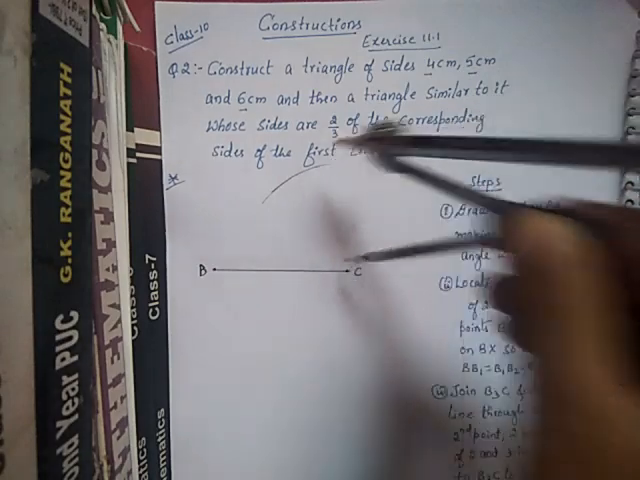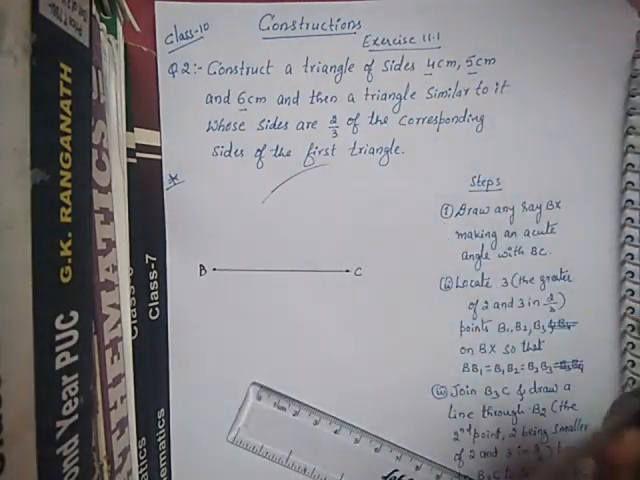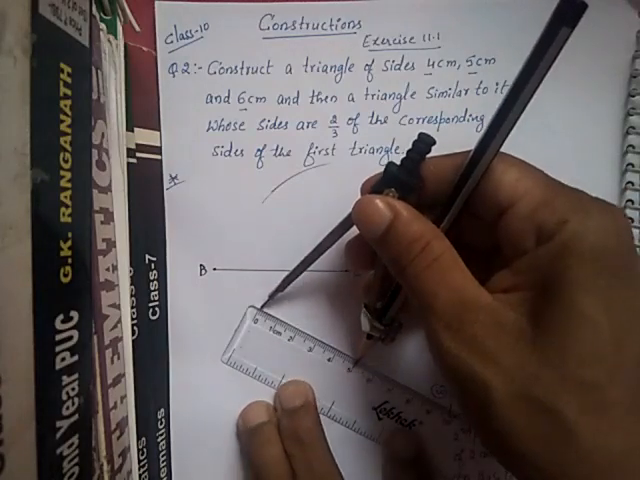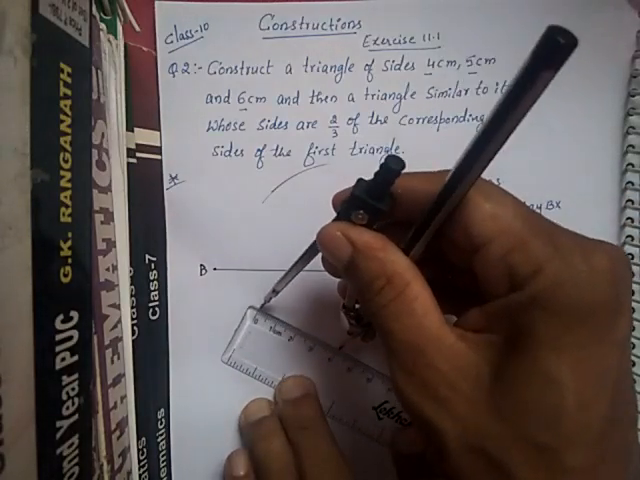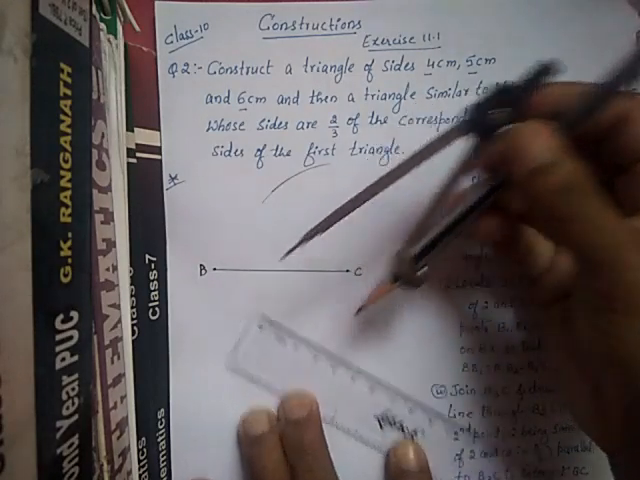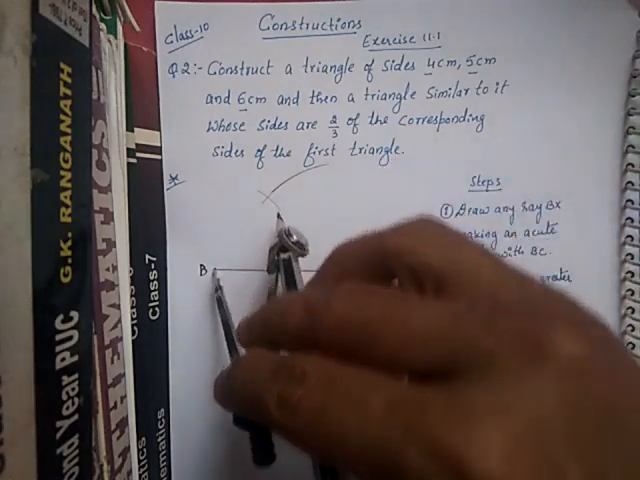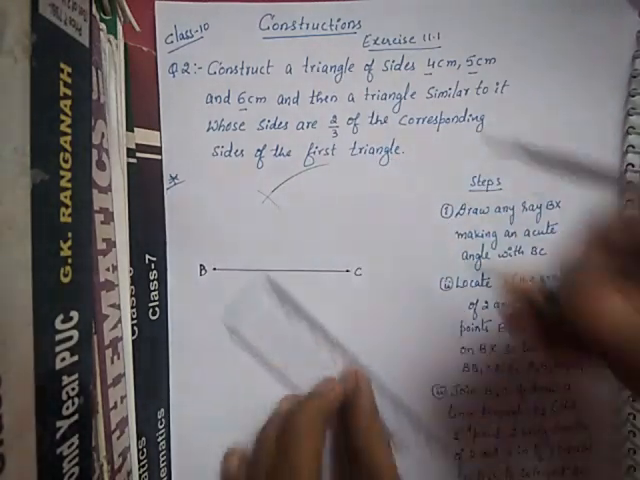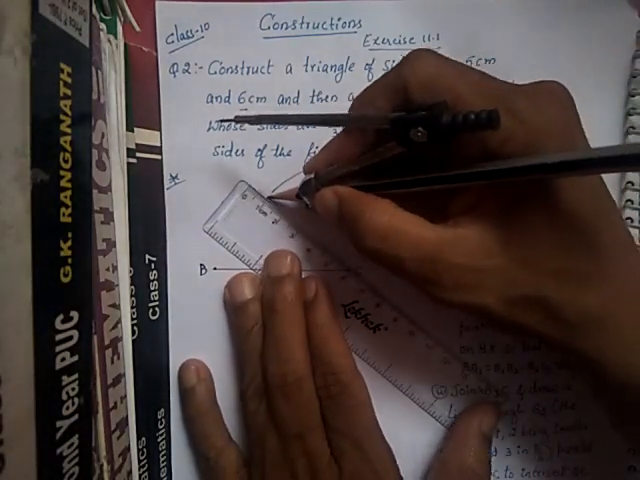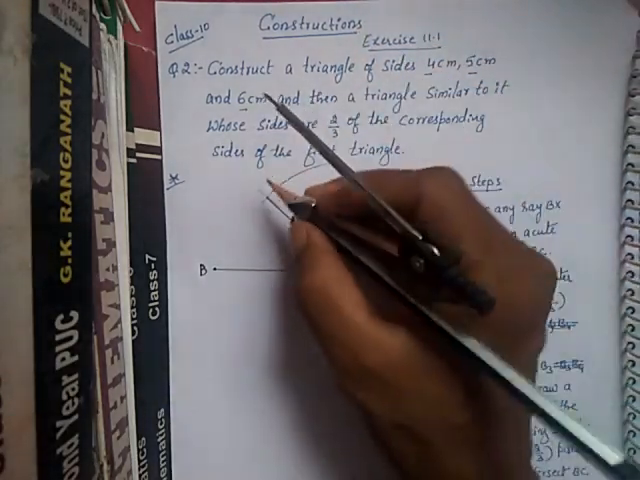Next here, after 5 centimeter comes 4 centimeter, so you can take here 4 centimeter like this. After this you can cut the arc like this. Okay, after cutting this one you can join these 2 points from here to here, and this point you can give as A.